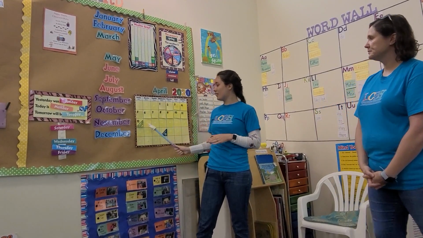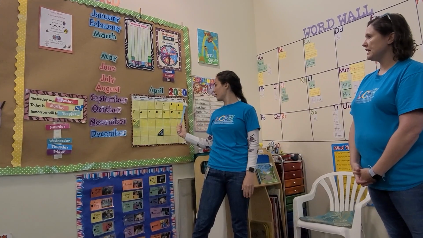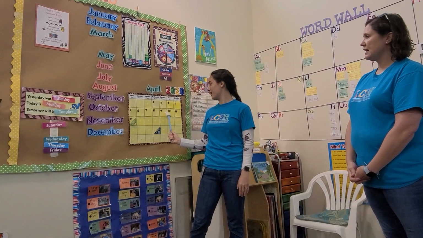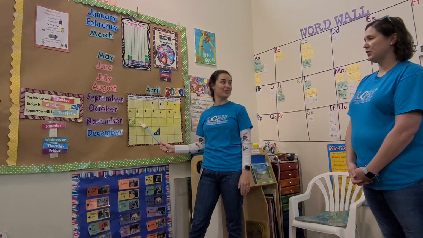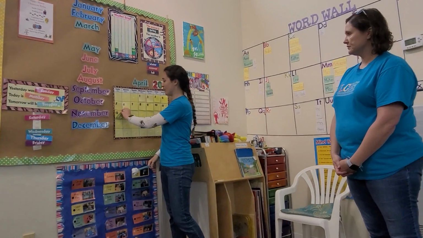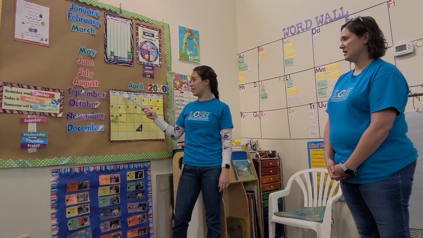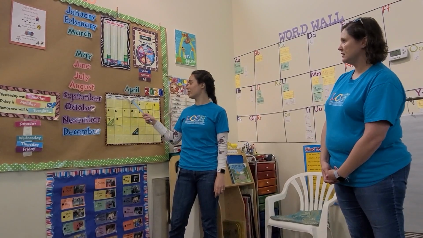Okay, let's count the days so we can see what day it is. 1, 2, 3, 4, 5, 6, 7, 8, 9, 10, 11, 12. It's after 12. 13. So, Miss April, do you know what day it is today? Today is Monday. Okay, if today's Monday, what was yesterday? Yesterday was Sunday. And what will tomorrow be?